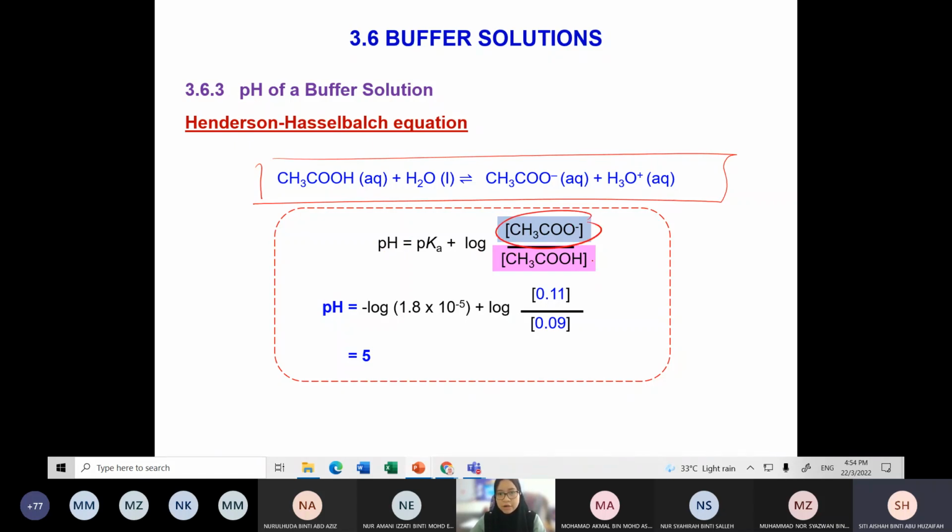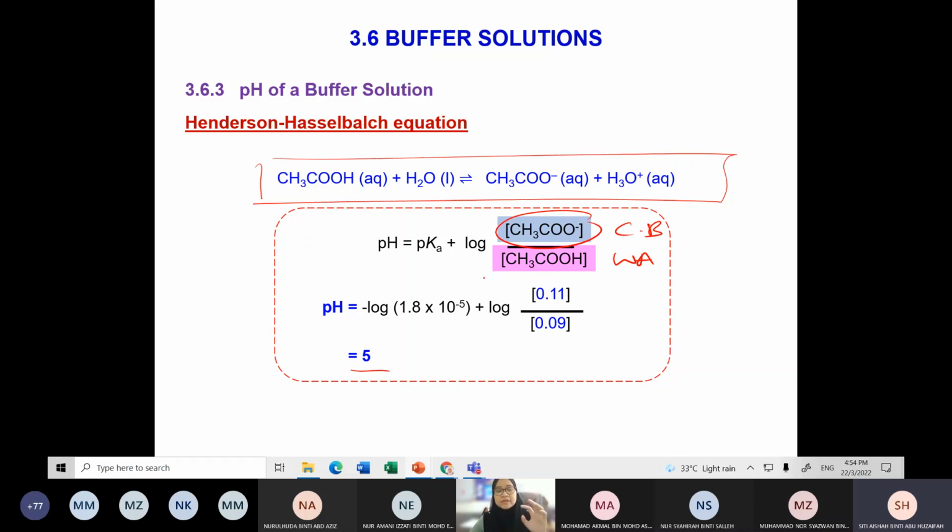So at the top, bottom should be the weak acid, and at the top we should have the conjugate base. Okay, and then you just insert the values, because everything has been given to you. So insert, there you go. You get 5. So very quick.